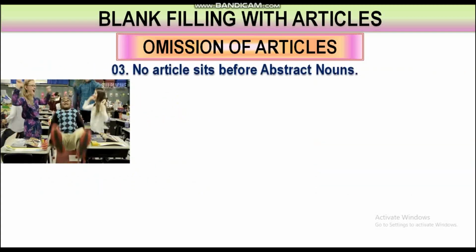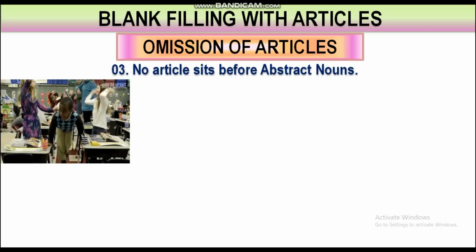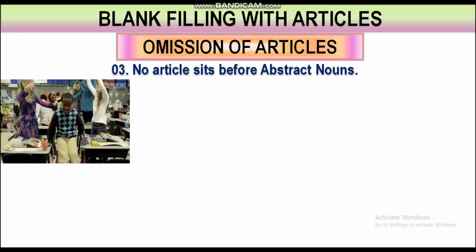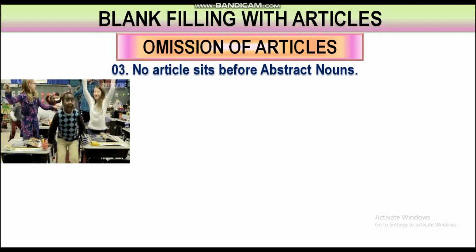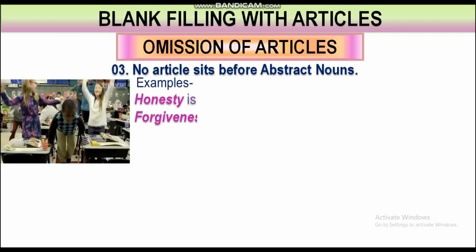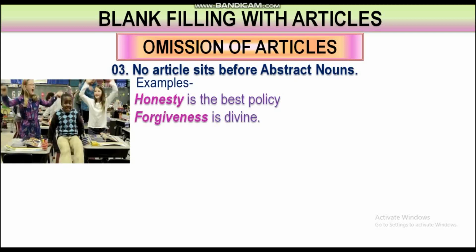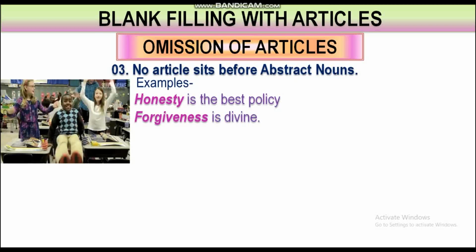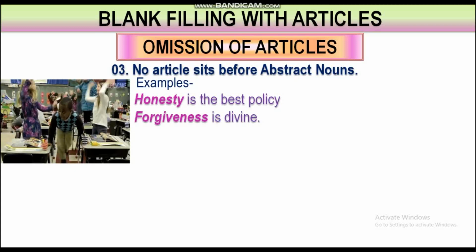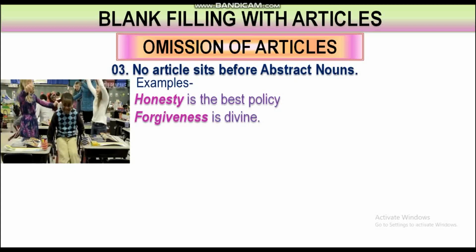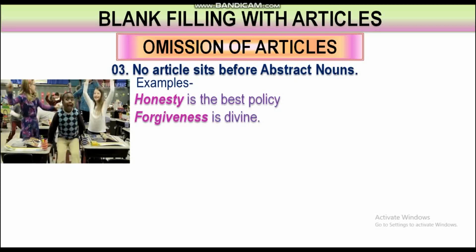Number 3. No article sits before abstract nouns. Abstract noun means the name of a quality, action, or state. For example, honesty is the best policy. Forgiveness is divine. Here in the sentences, honesty and forgiveness are the abstract noun, and that's why no article is used before them.